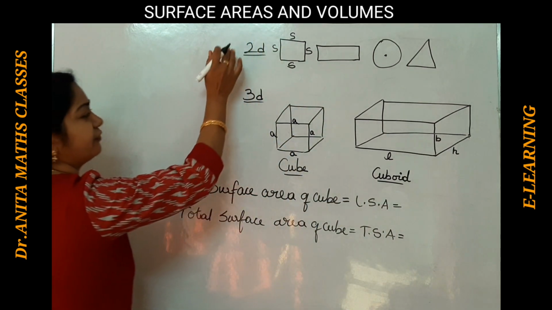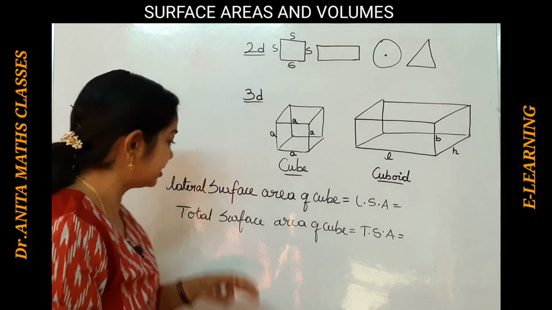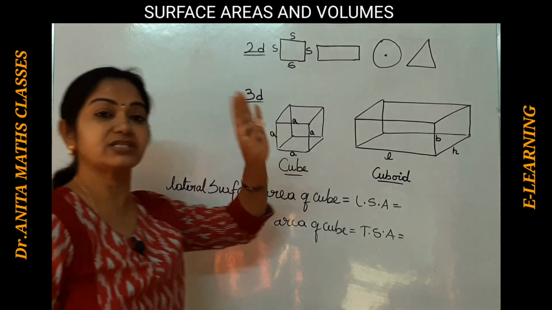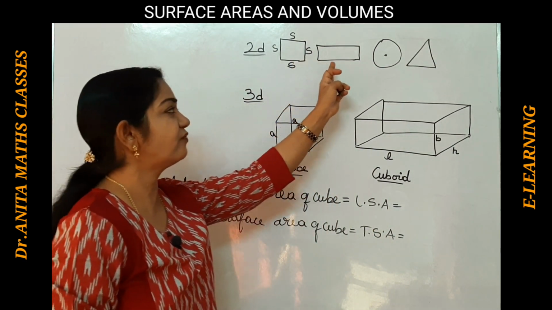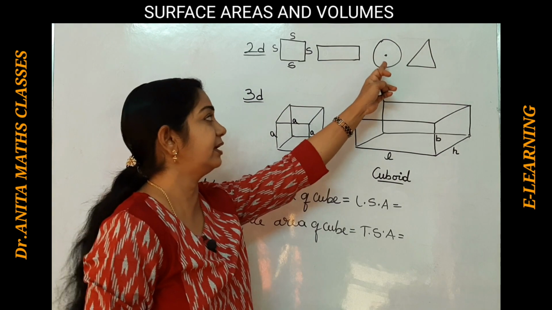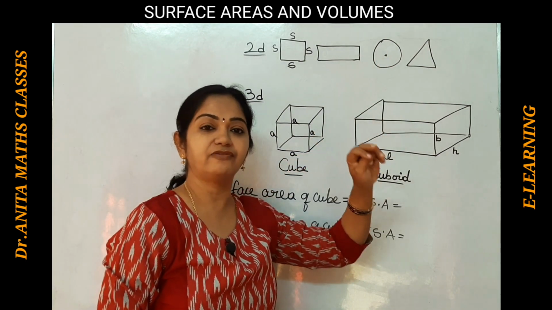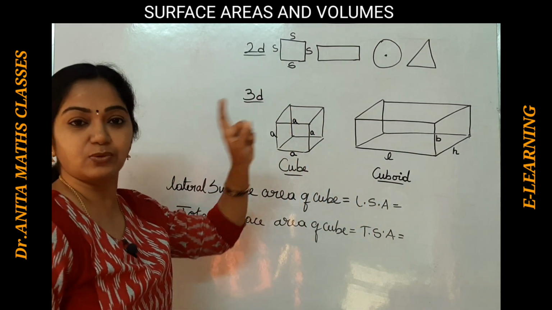Now in the case of 2-dimensional figures, we don't have 2 surface areas, lateral surface area and total surface area. In 2-dimensional figures, we have just area. Area of a square is side square. Area of a rectangle, length into breadth. Area of a circle, pi r square. Area of a triangle, half base into height, and so on. So we don't have 2 areas, only 1 area.